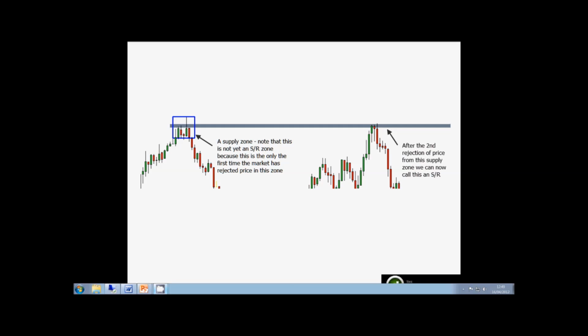A support resistance zone is very helpful in pinpointing areas where the market is rejecting price. One of the first things I do when I look at my charts is I'm looking to identify support resistance zones. They are very clear and obvious on a chart, and for this reason they are obvious areas to be looking for supply and demand zones, because they have proven themselves to be areas where the market rejects price.